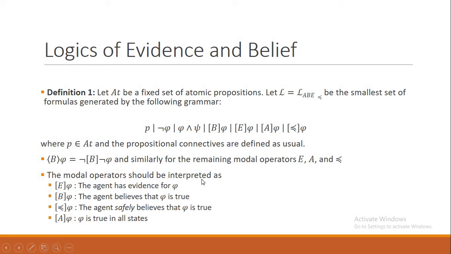And the modal operators should be read as follows. E phi should be read as the agent has evidence for phi. B phi should be read as the agent believes that phi is true. The plausibility symbol phi means the agent safely believes that phi is true. And A phi means phi is true in all states. As you can notice, A phi is just like the classical modal operator of necessity. That is, phi is necessarily true. Phi is true in all states.